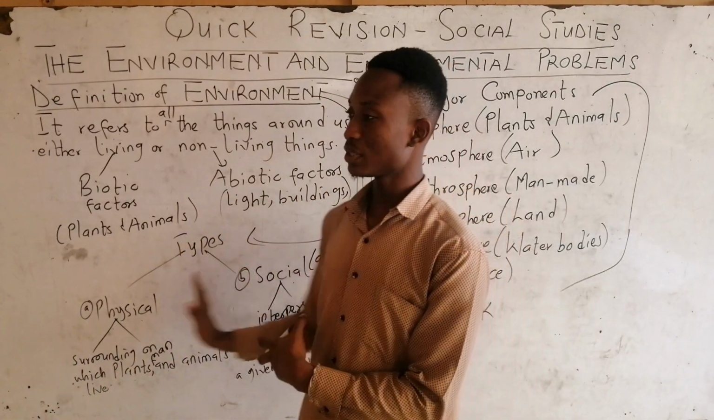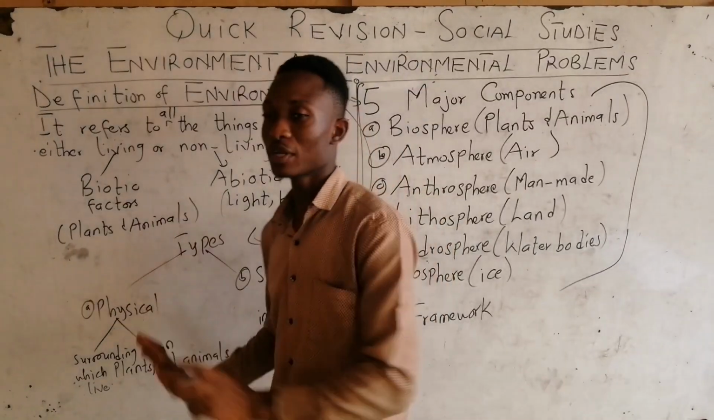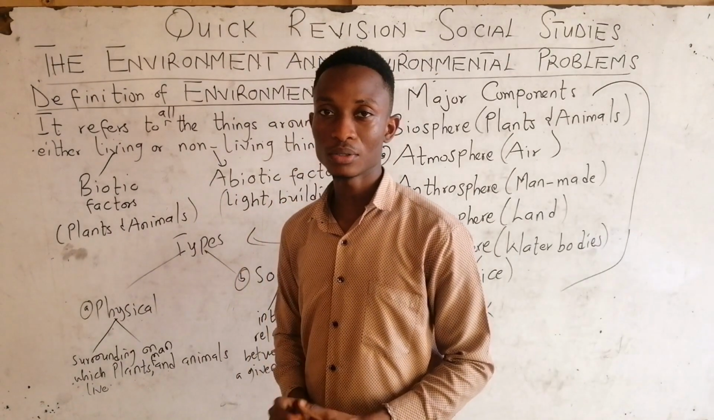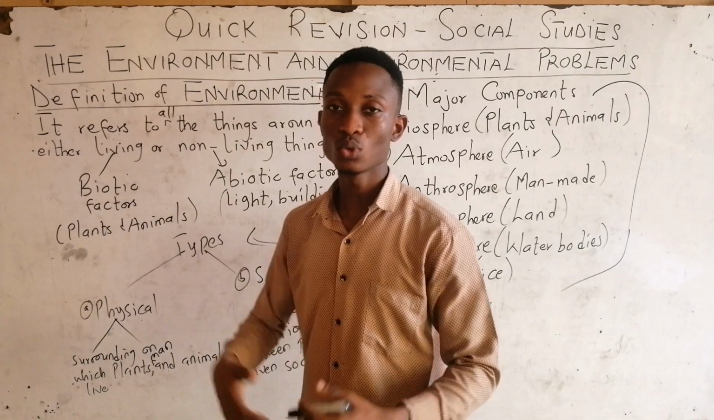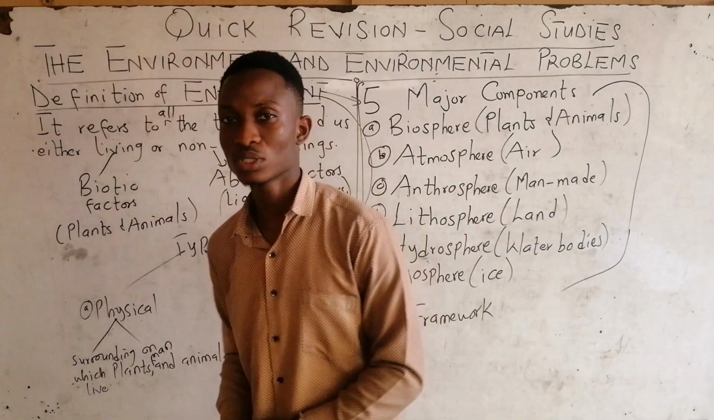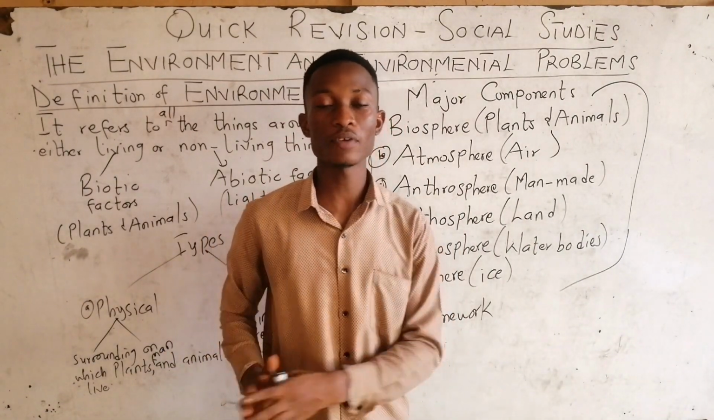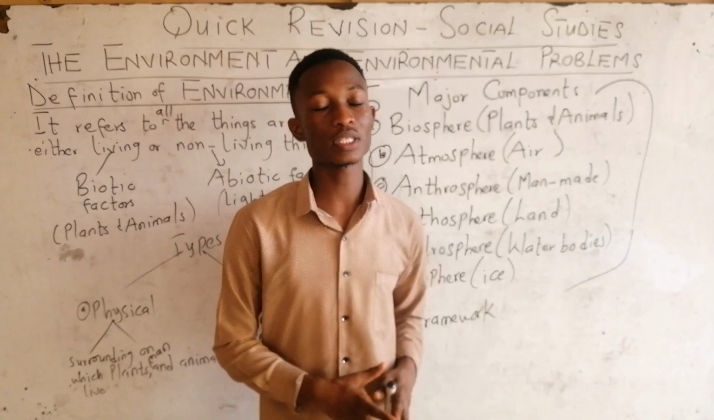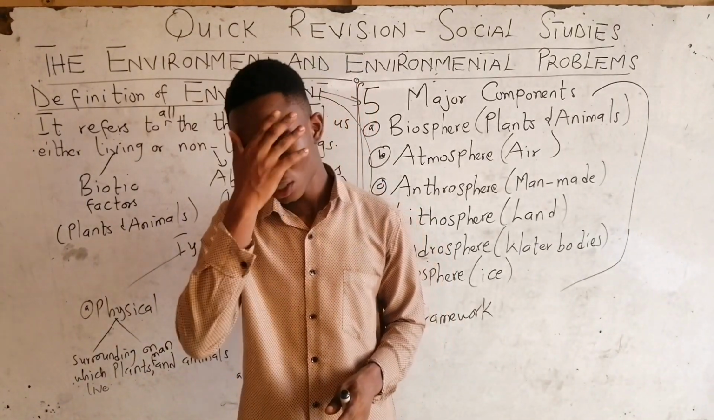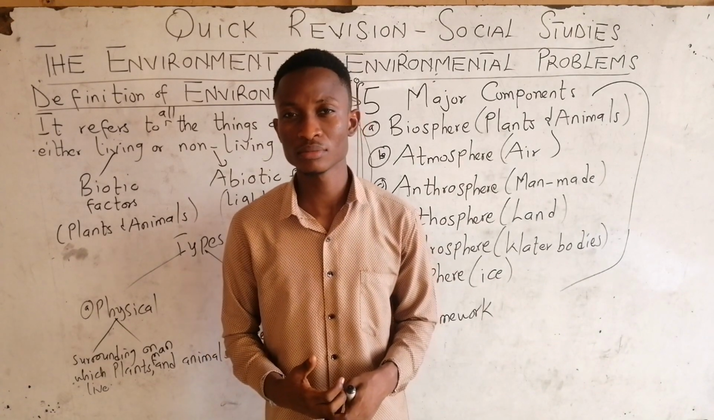Social studies. Physical affects social environment. Social environment affects physical environment. So let's look at the relationship between physical and social environment, or how physical affects social, or social affects physical. One, we can talk about the occupation.